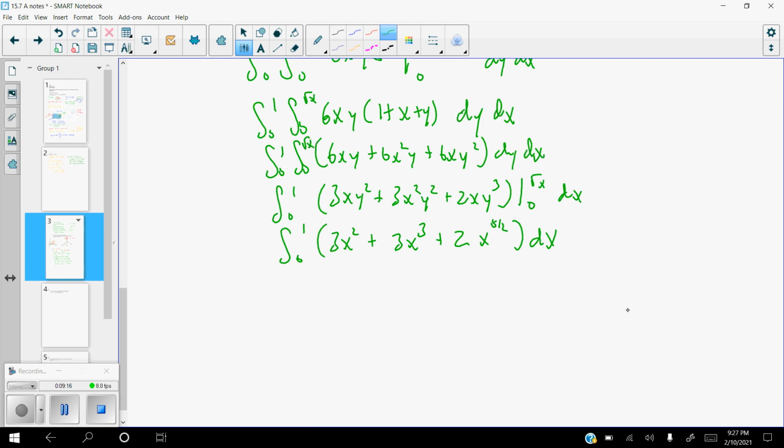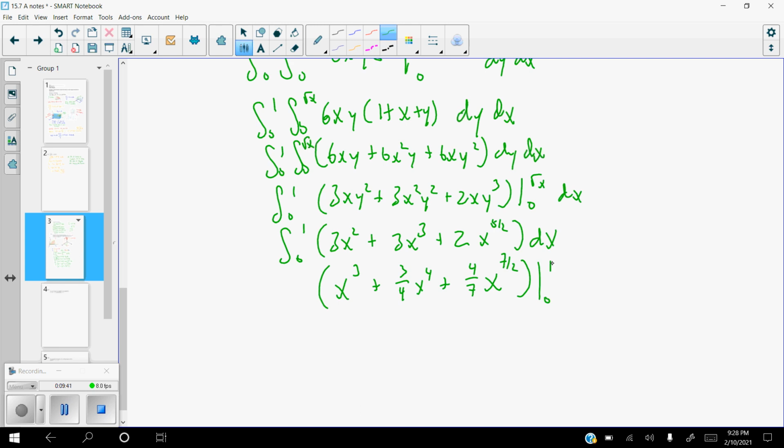All right, so now let's take the antiderivative with respect to x. So we get x cubed plus 3/4 x to the 4th plus, that's going to become x to the 7/2. Dividing by 7/2 is multiplying by 2/7, so that should be 4/7. And that should be from 0 to 1. So again, the 0 will zero everything out.